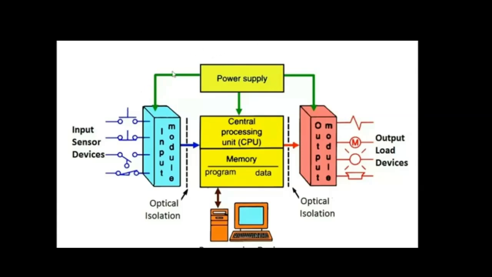See, there is one more important thing called the power supply. There is also a power supply module present inside the modular type of PLC, which will ensure that each and every module is getting enough power supply. So all these are basically the major components used inside the PLC itself.